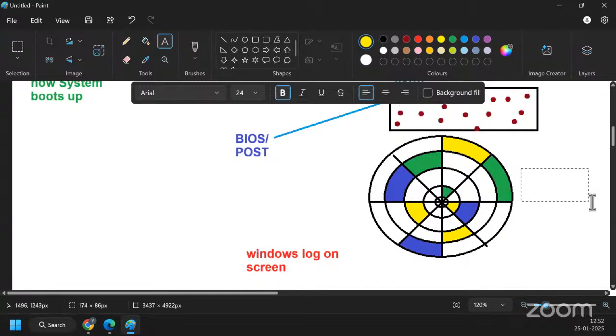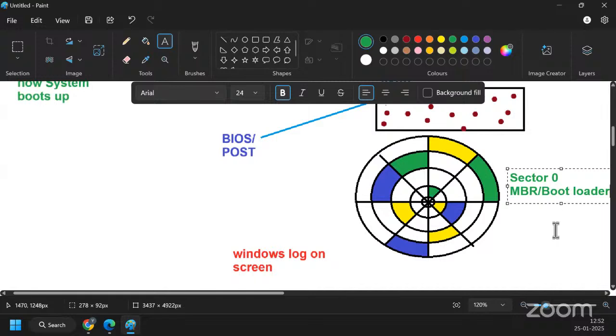So for that, over here, the very first sector is known as your sector 0. The sector 0 is going to hold the information regarding the MBR as well as the bootloader. Then after that, since I was saying that we have eight sectors, let me show you: a sector size will be 512 bytes.